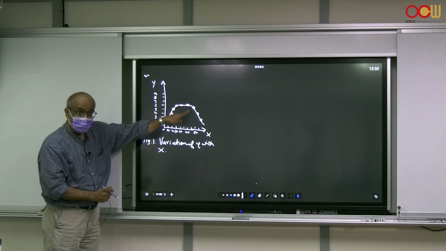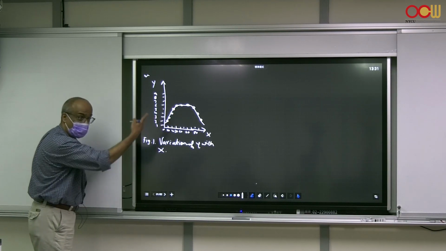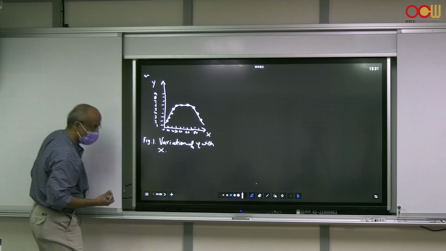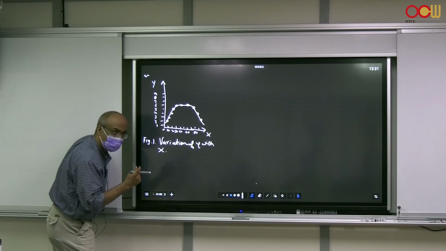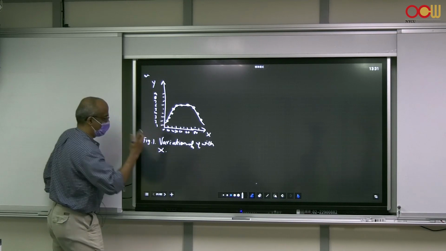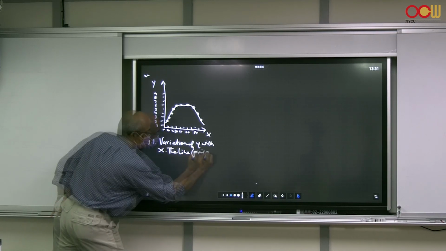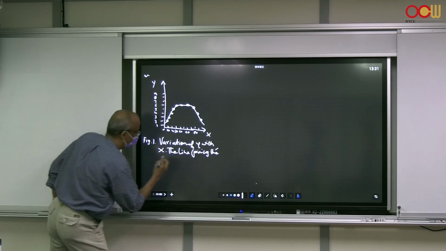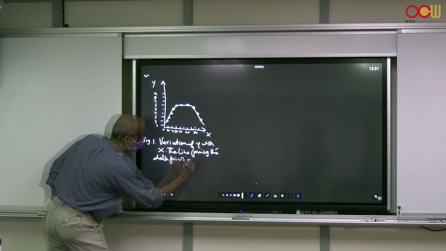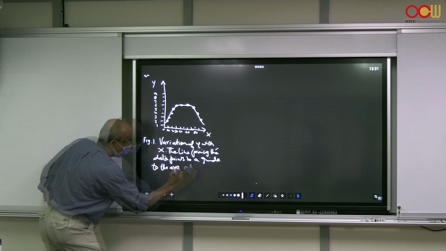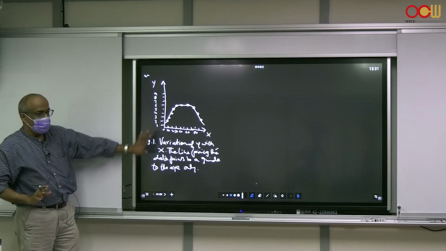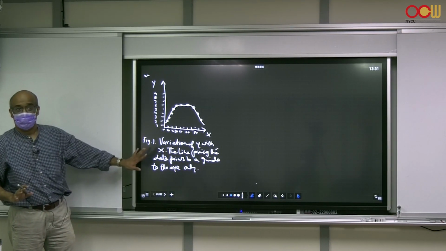There is a line, right? So what is that? Ken, how do I write the line? The line showing... the line joining the data points is a guide to the eye only. Right. The line joining the data points is a guide to the eye only. Okay? So now the figure and the caption are done.